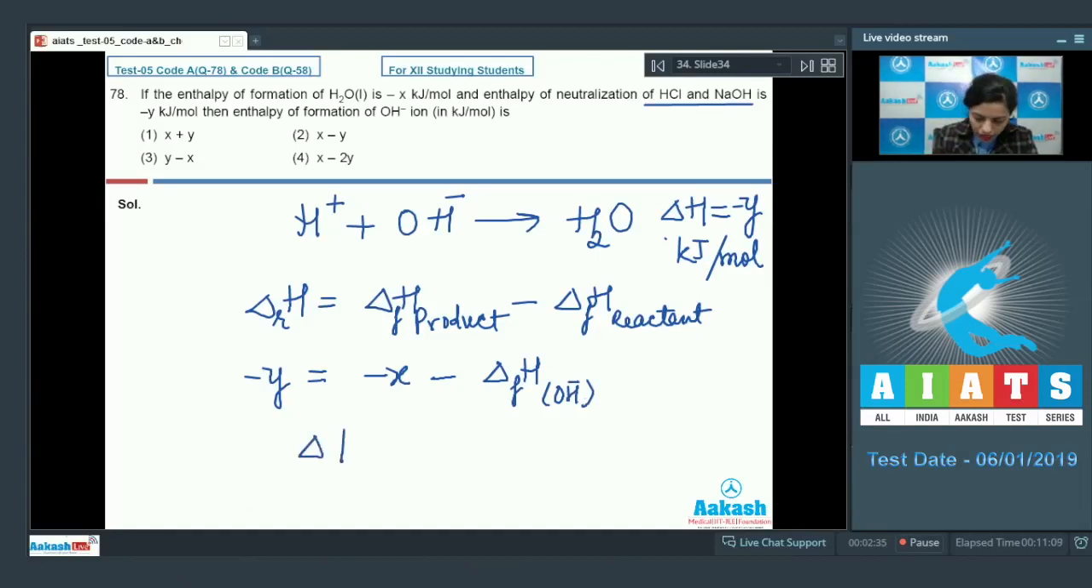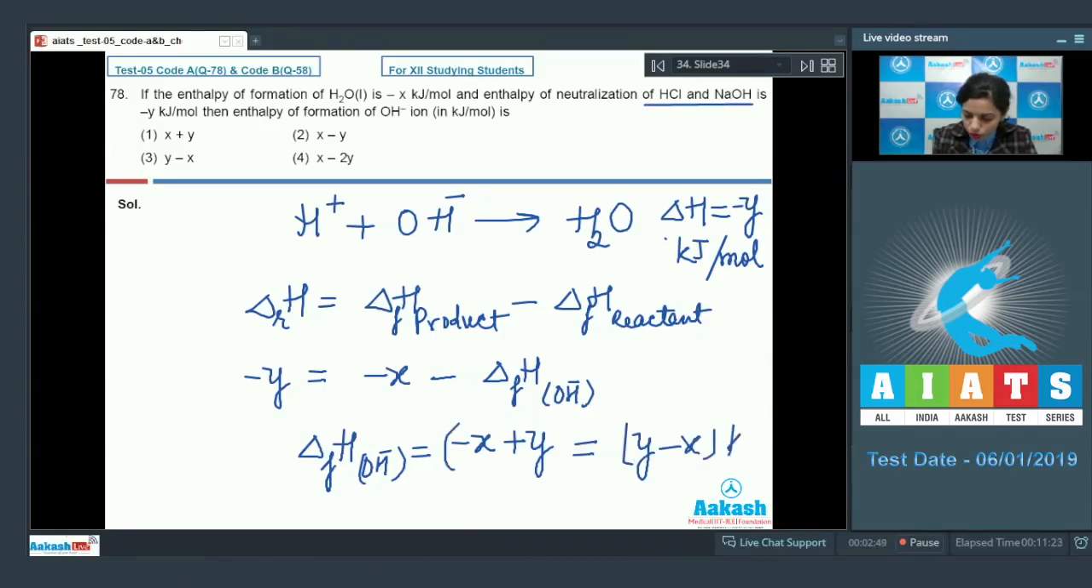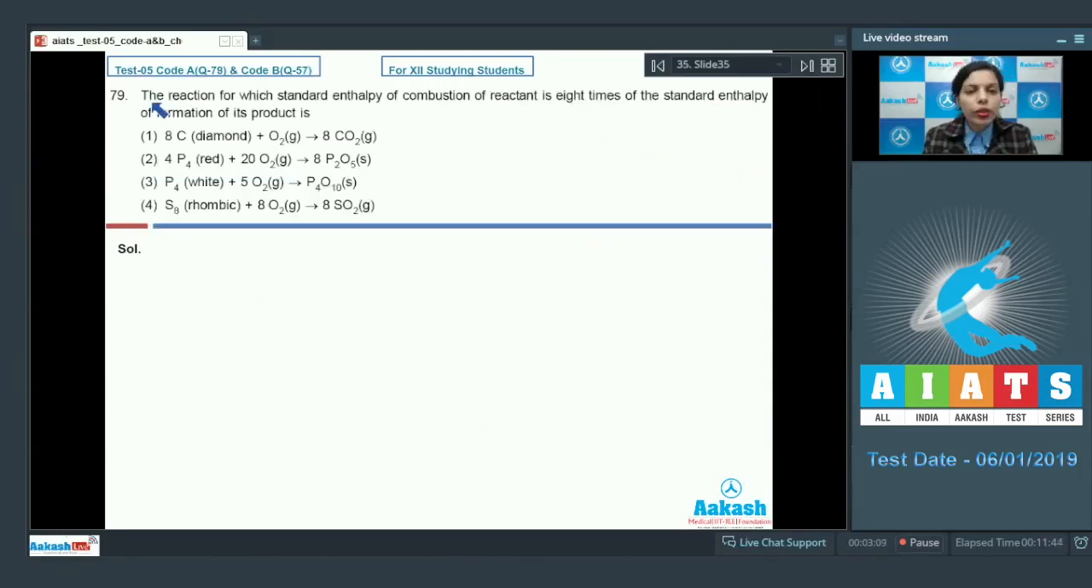It means this delta H for the formation of OH minus is equal to minus x plus y, or that's equal to y minus x kilojoule per mole. And if it is the answer, let's identify where it is given. It is given in option 3, and that's why our answer is also option 3. I hope this question is clear to you. Let's take next question. Question number 79.